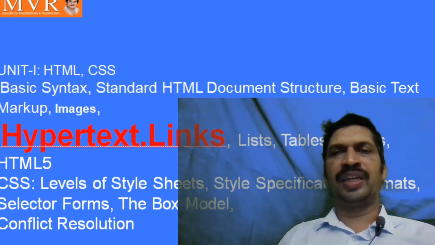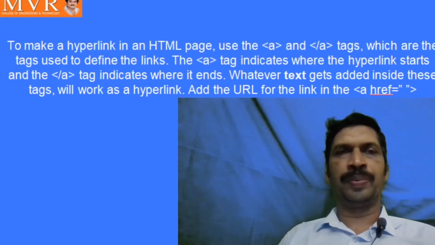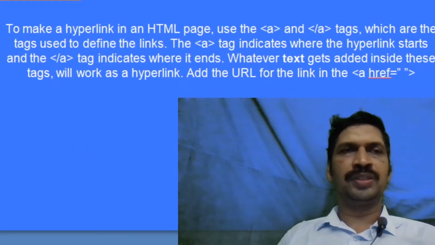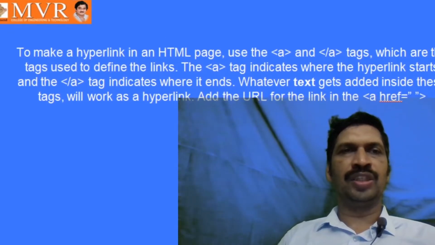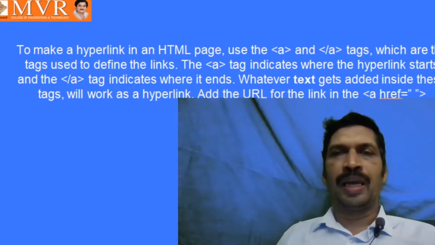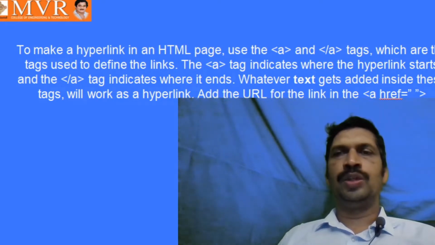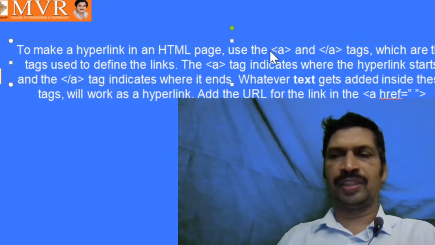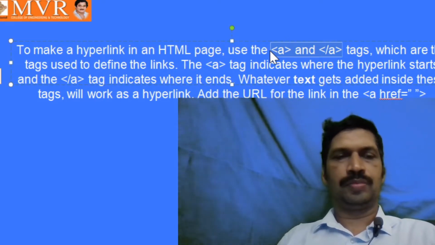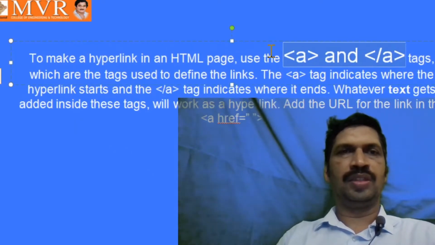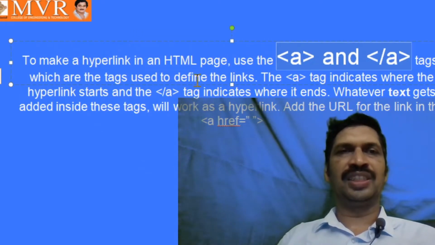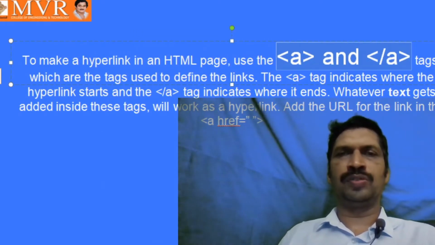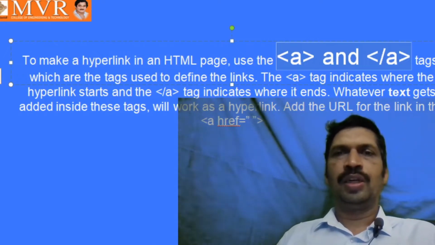Hypertext links, only one topic. To make hypertext in an HTML page, use the anchor tag. In order to get hypertext, we will use the tag A and /A. This is the tag, A and /A is the tag. In order to get hypertext, we will use these A and /A tags.